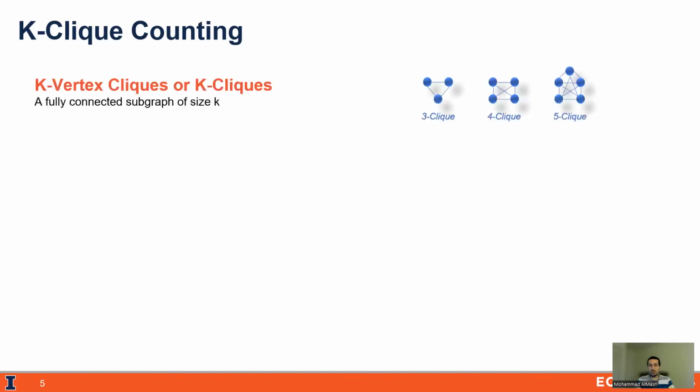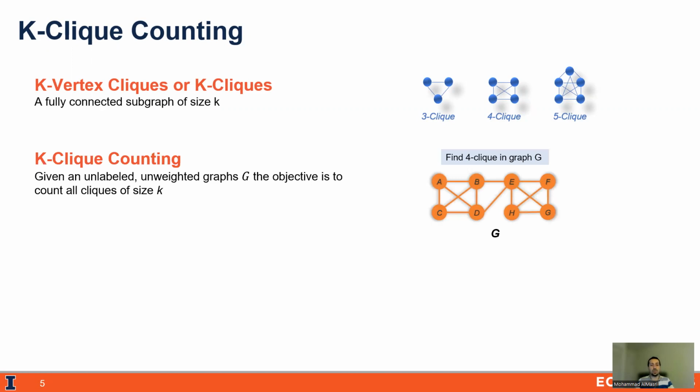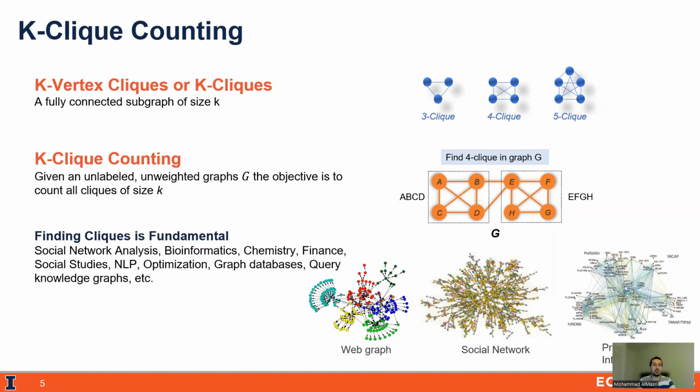A K-clique, or K-vertex-clique, is a fully connected subgraph of size K. The problem of K-clique counting is defined as follows. Given an unlabeled, unweighted graph G, the objective is to count all cliques of size K. For example, if we have graph G and the task is to find 4-cliques, the idea is to find them and count them in graph G, and here we could find two 4-cliques: A, B, C, D, and E, F, G, H.